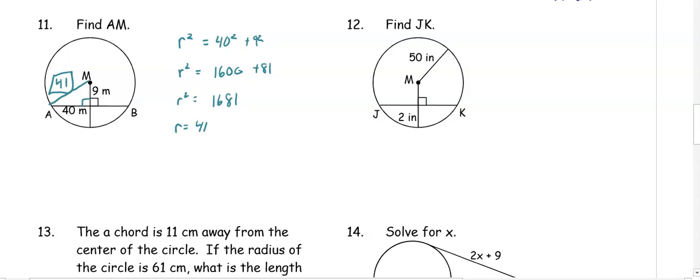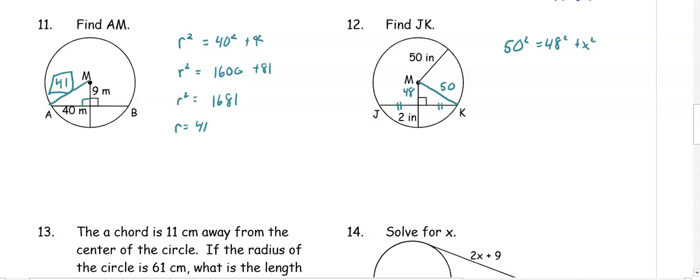In number 12, we're looking for JK. JK is the chord. So once we find our length, we need to double it. So if I draw MK, which is a radius, I know the radius is 50. I also know on this line that the bottom part's 2, we can subtract from 50 to get the distance from the center to the chord is 48. So we get 50 squared equals 48 squared plus x squared.